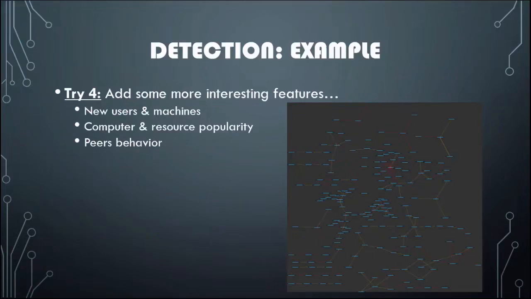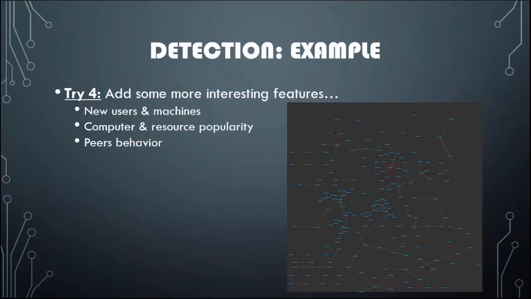Some more things that I did is take into account new users and computers which are added to the environment. Also, take a look at the computer and resource popularity, meaning how many users connect to the computer on a given day, and whether those are high-privileged users or not. Also, I took into account peers' behavior. Peers are users that have similar permissions and access similar resources. If a user accesses a resource that their peers constantly access as well, it would not be considered suspicious.